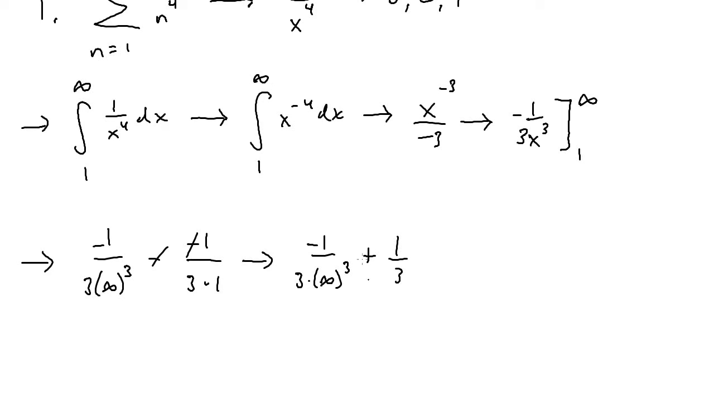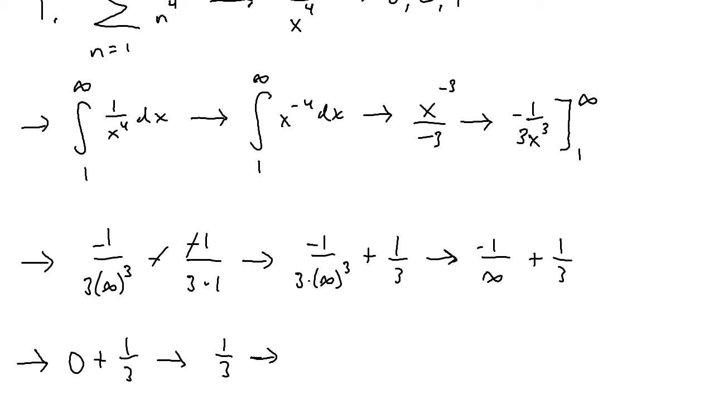Now when we evaluate this, infinity cubed is still infinity, and infinity times 3 is still infinity. So we'll get negative 1 over infinity plus 1/3. Negative 1 over infinity is like 0, and we have 0 plus 1/3, which will give us the value of 1/3. So since the integral converges, this means the series also converges by the integral test.